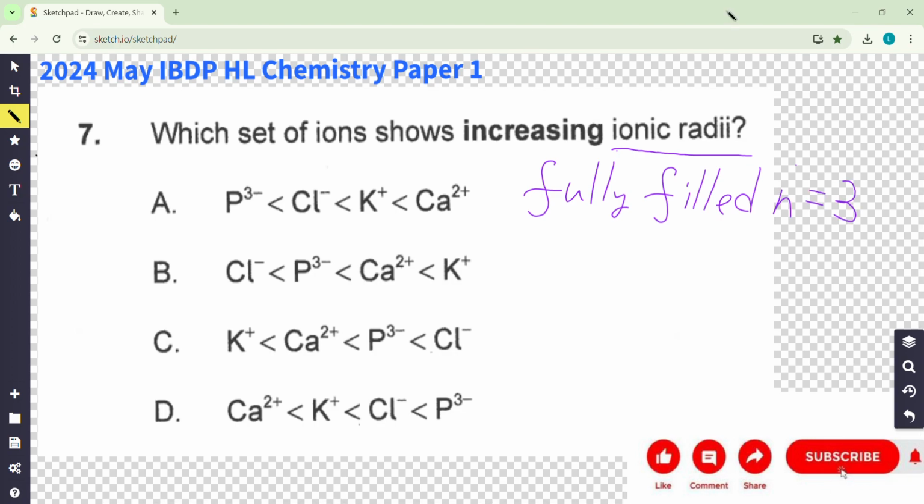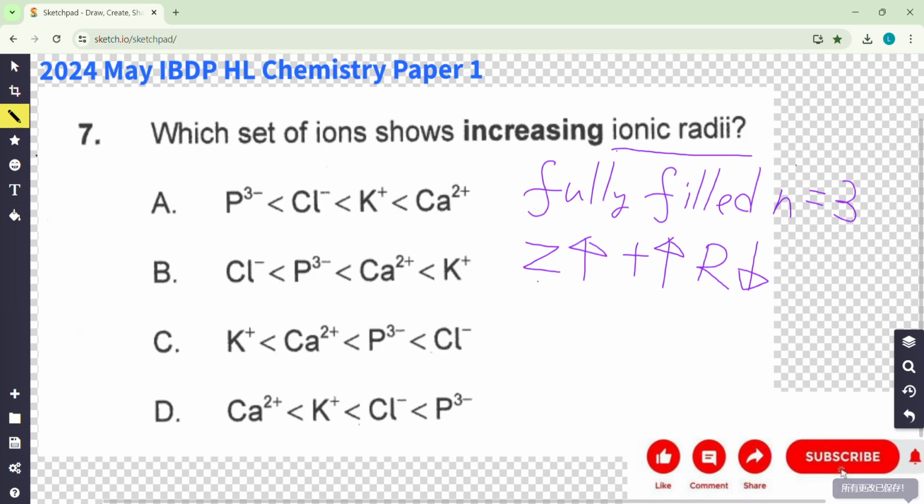So what do we care about? We care about the nucleus, about the charge of the nucleus. So the concept is, if they have a higher atomic number, a more positively charged nucleus, and then more attractive force, the ionic radius will be smaller. So remember the sequence for atomic number.